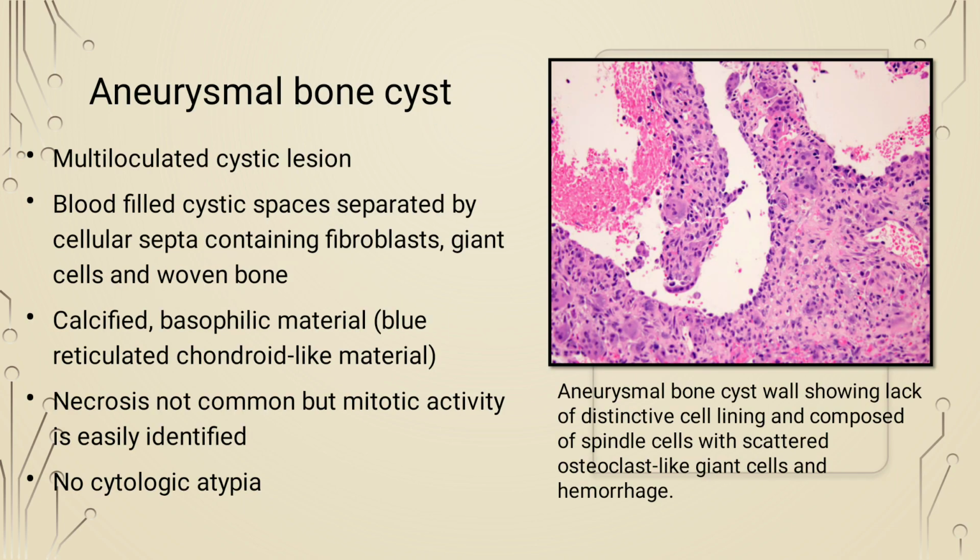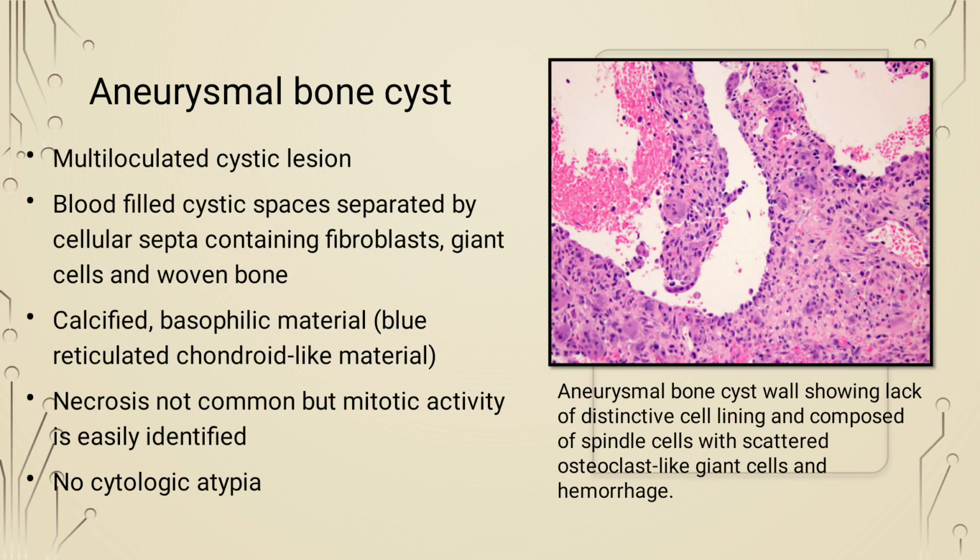First, aneurysmal bone cyst. On microscopy, it is a multiloculated cystic lesion, with blood filled cystic spaces separated by cellular septa containing fibroblasts, giant cells, and woven bone. Calcified basophilic material will be present along with necrosis and mitotic activity, which is easily identified. There is no cytologic atypia.